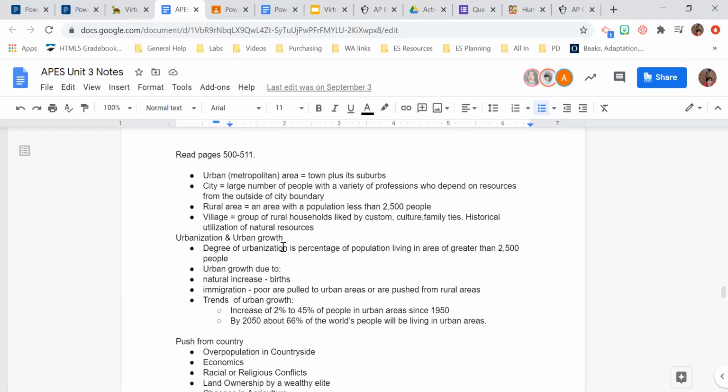So a city is a large number of people with a variety of professions. They depend on resources from outside the city boundary. If you were trying to eat local and only eat things that were grown in Atlanta, you would be in trouble. It would be very difficult. A rural area is any area with a population less than 2,500 people. So this would be outside of the city of Atlanta, where you would have fruit farms, vegetable farms, grazing land, places like that.